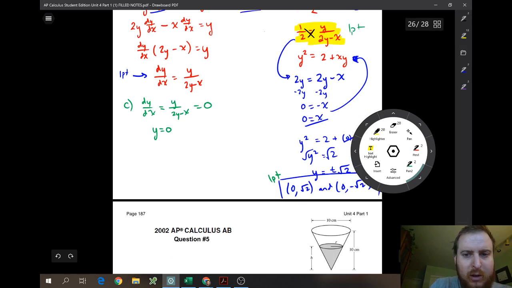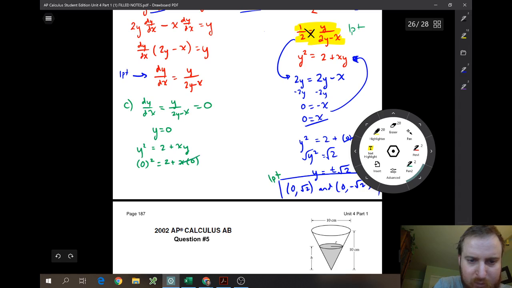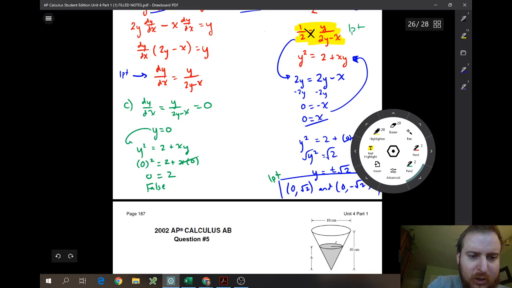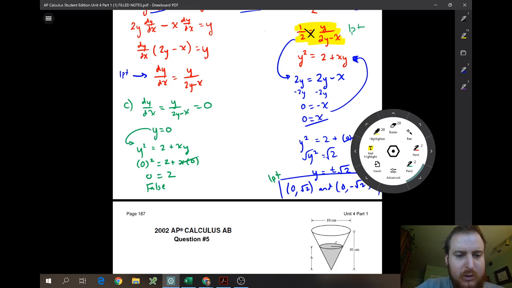So now we have our other equation, our original equation, y squared equals 2 plus x times y. And if we plugged in 0 there, 0 squared equals 2 plus x times 0. That's going to go to 0. 0 equals 2, that's false. Anytime you get something like that where 0 does not equal 2, that basically proves that that point doesn't exist on our graph. So y equals 0 cannot coexist with that equation. So that's our proof. That's really all you have to say.